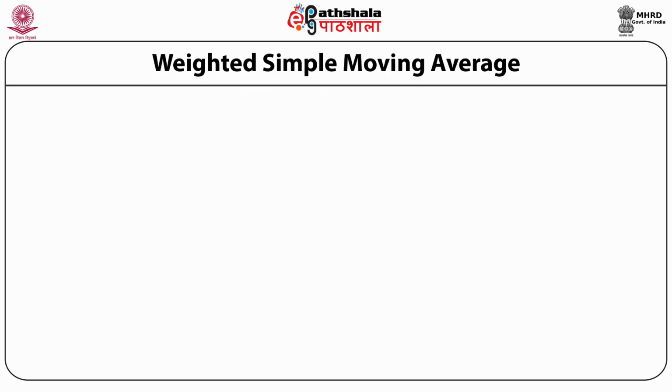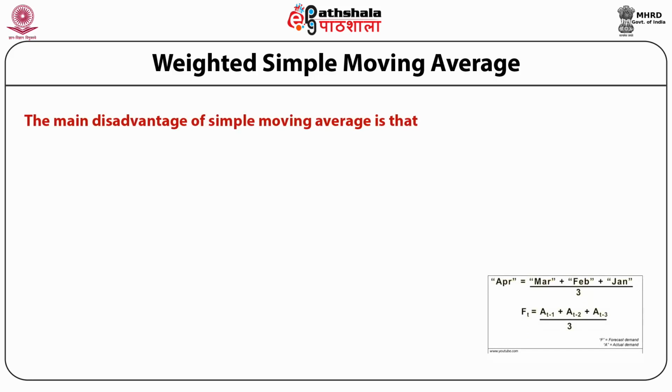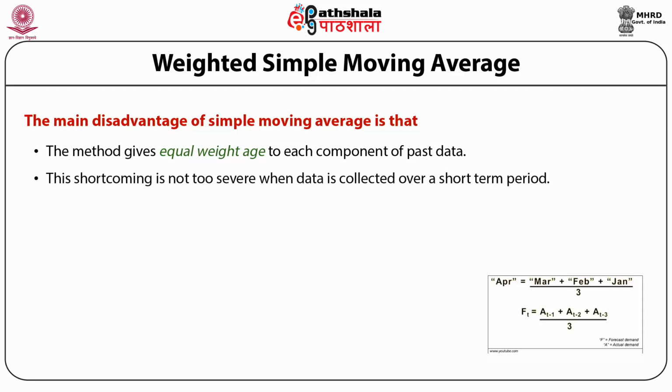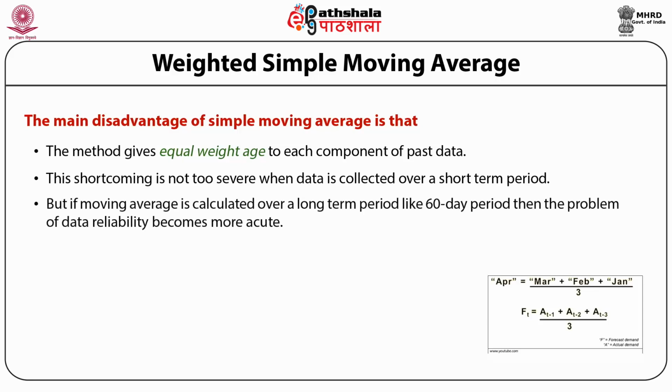The next forecasting technique that would be discussed is called weighted simple moving average. The main disadvantage of simple moving average is that the method gives equal weightage to each component of past data. This shortcoming is not too severe when data is collected over a short-term period. But if moving average is calculated over a long-term period, like a 60-day period, then the problem of data reliability becomes more acute.